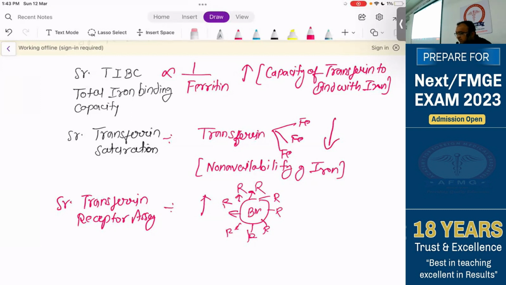ओके, एक क्वेश्चन आया था 2017 एग्जाम में. ओके, एक पेशेंट है जिसका सीरम आयरन लो है और फेरेटिन जो है वो हाई है. तो इज इट अ आयरन डेफिशिएंसी एनीमिया और इज इट समथिंग एल्स? हो सकता है ऐसा?